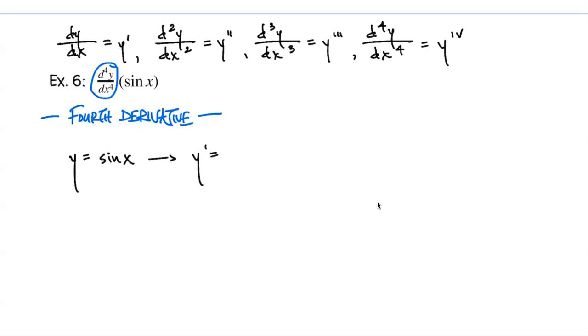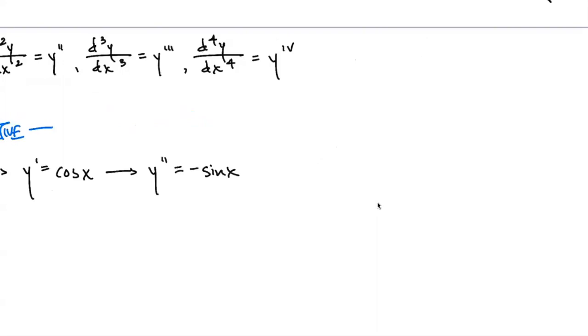What is y prime? Yeah, there we go, cosine x. All right, now let's find our second derivative. What's the derivative of cosine? Good, negative sine. All right, so we've got our first derivative, second derivative, so we've got 2 more to go. All right, what's the third derivative? Or in other words, what's the derivative of negative sine? Yeah, this is going to be negative cosine x.